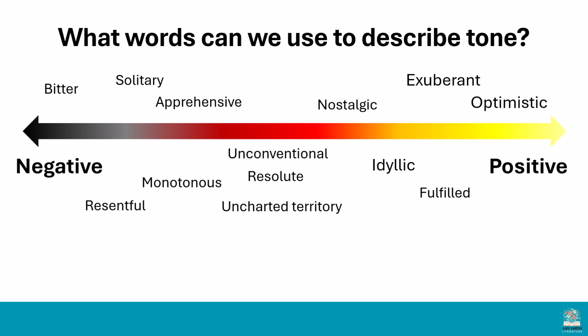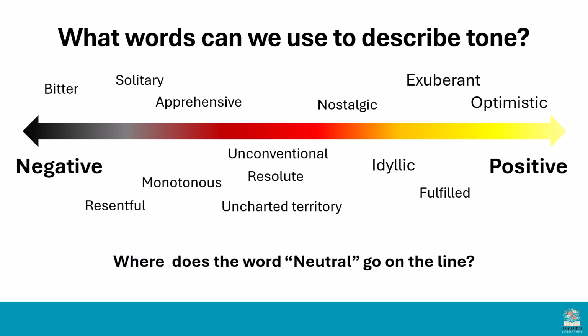And actually, that word bitter is one that we're going to use a lot to talk about today's poem, Neutral Tones. But before we do that, one more question on our word line. Where does the word neutral go on this line? Where would you put it? So just take a second to think about where it would go.